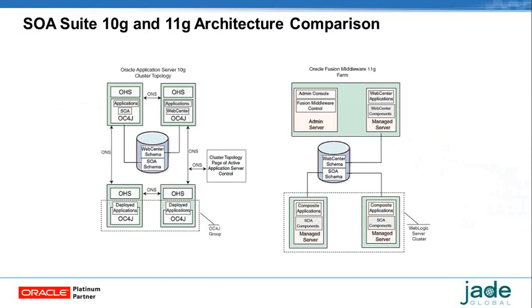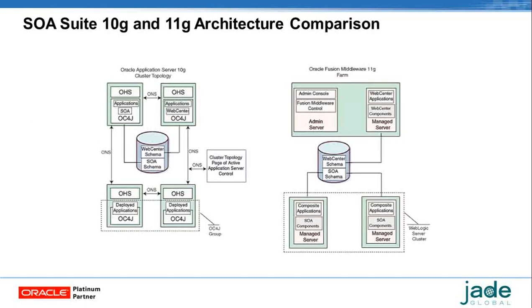There have been significant changes between SOA 10G and 11G. In this diagram, we can see one of the major components which is getting changed is the OC4J. In 10G, we had the OC4J, and in 11G, it is mainly based on WebLogic Server. In WebLogic, we have an admin server concept where the administrative functionalities are kept. You have an admin console and a Fusion Middleware Control, which is going to take care of all Fusion Middleware related management. And we also have a managed server concept for deploying the SOA components.